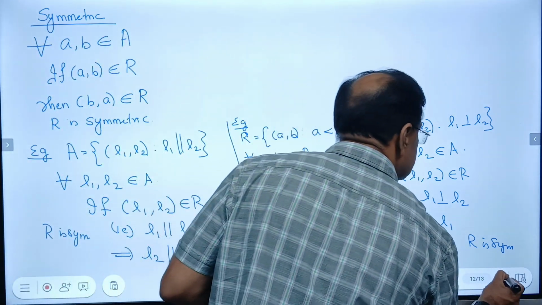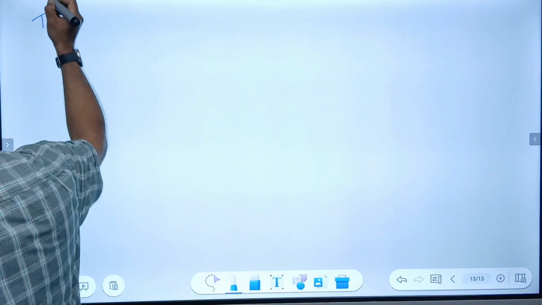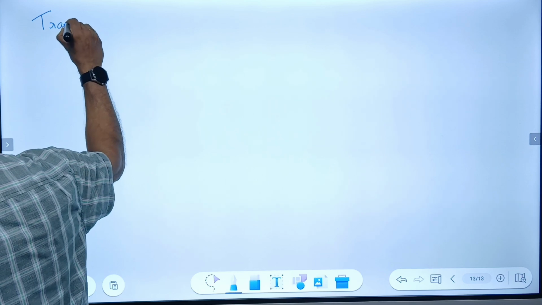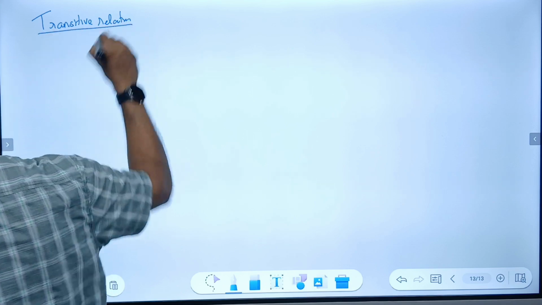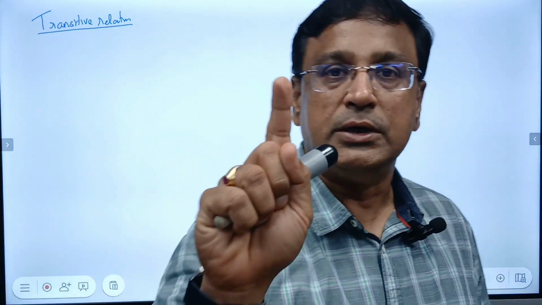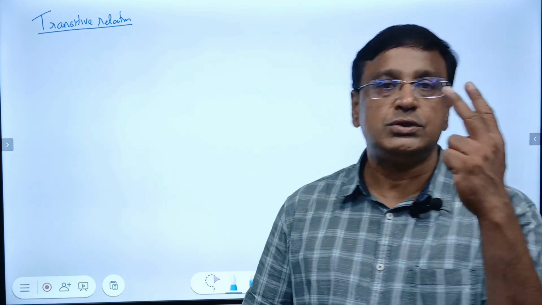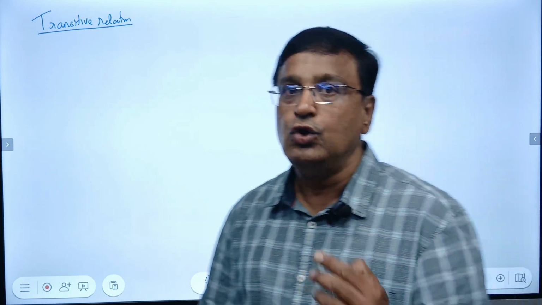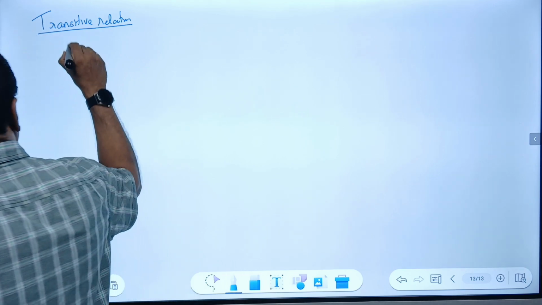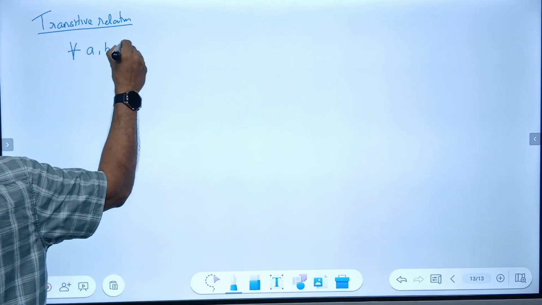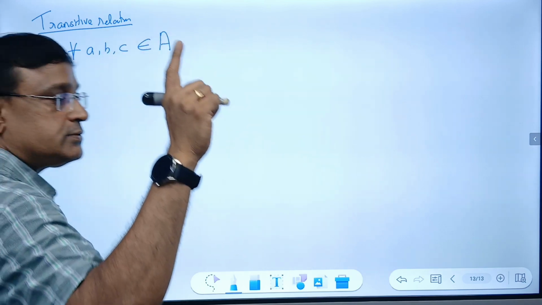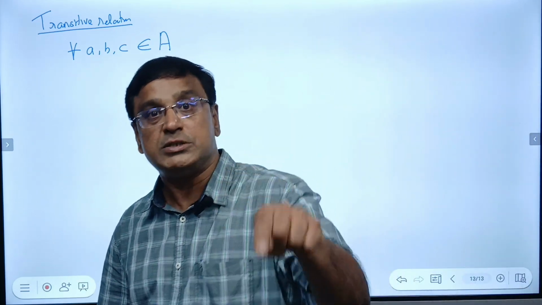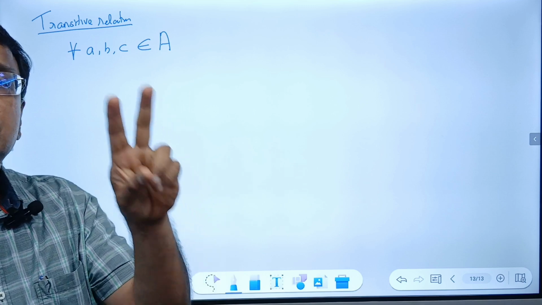Now let's go to transitive, the last one. Transitive relation. So what is a transitive relation? In reflexive, you chose one element. In symmetric, you chose two elements. But in transitive, you will be choosing three elements. What are they? For every A, B, C belonging to the set A, and it has two conditions. In reflexive, there is no condition. In symmetric, you have one condition. What is that? A is related to B. That must be true. But in transitive, you must have two conditions which are true.